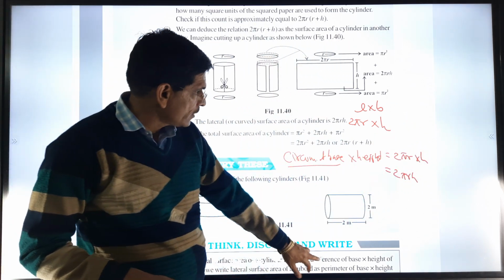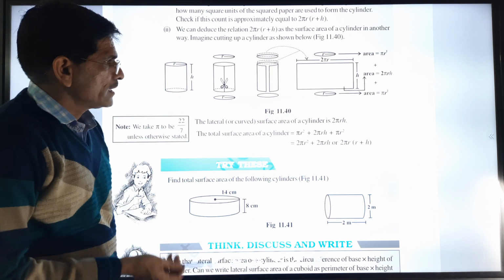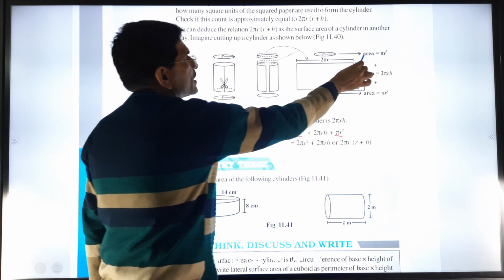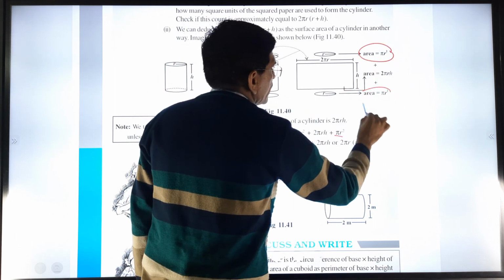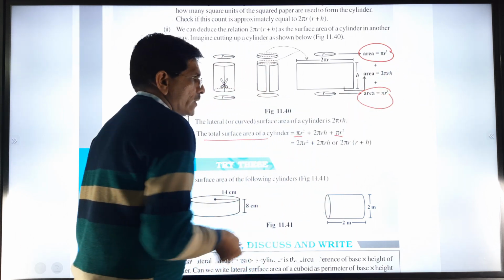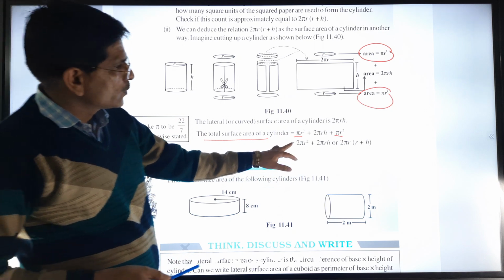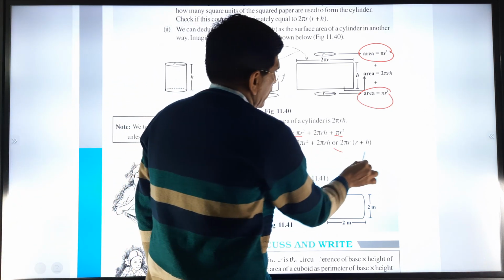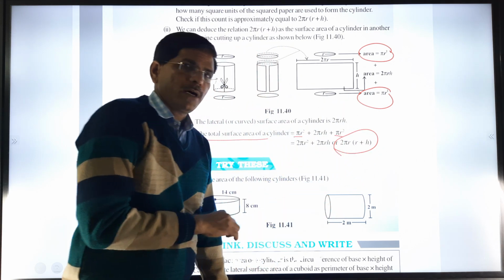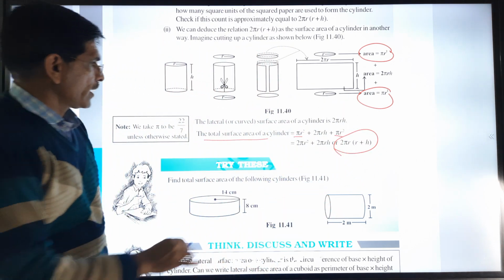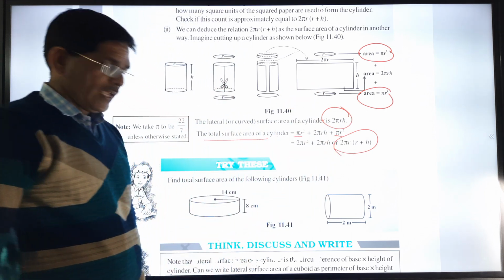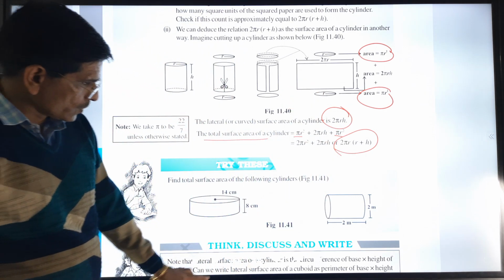Now we go for total surface area. So pi r square 2 times. Here it is pi r square, here it is pi r square. So pi r square plus pi r square is 2 pi r square, plus 2 pi r h. Taking 2 pi r common, it is 2 pi r into h plus r, or r plus h. So we have to remember two formulas here. Now we have to discuss the sum also.